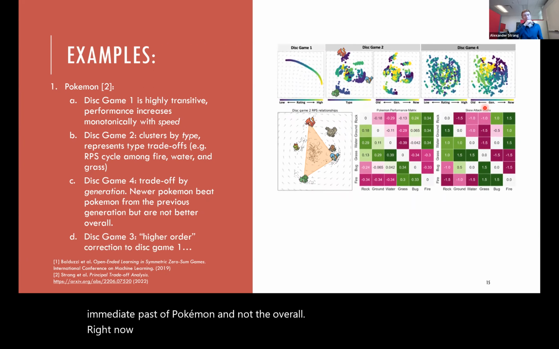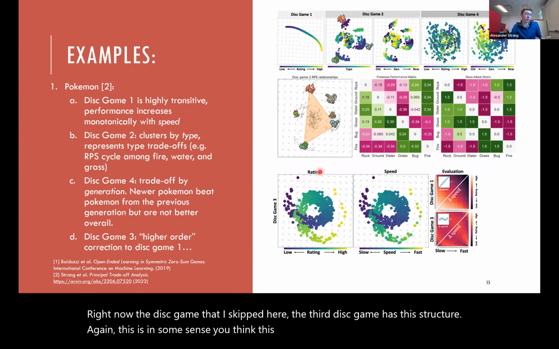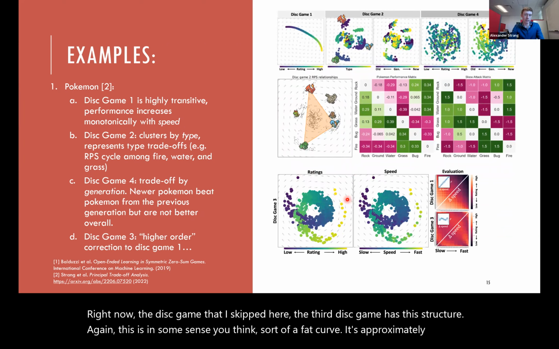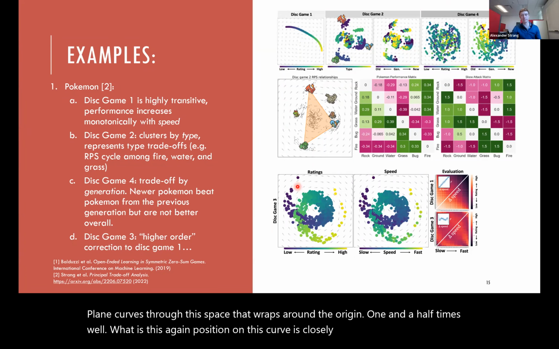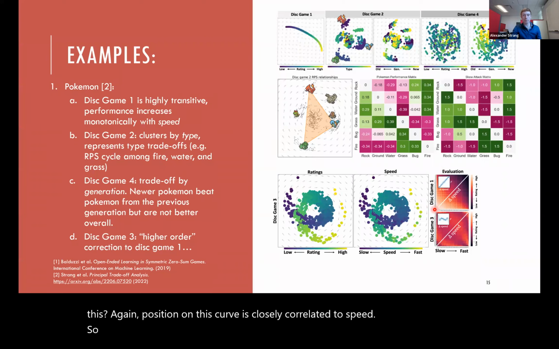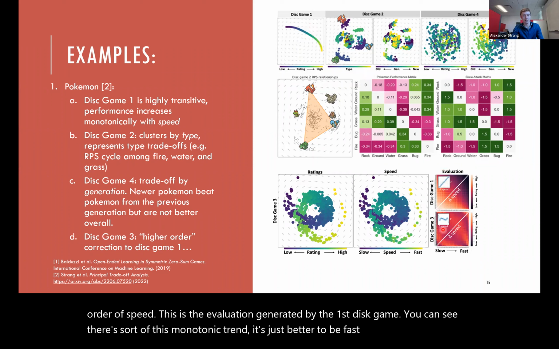Now, the disk game that I skipped here, the third disk game, has this structure. Again, you can think of this as a fat curve. It's approximately some plane curve through this space that wraps around the origin 1.5 times. Well, what is this? Again, position on this curve is closely correlated to speed. So if I plot an evaluation matrix that is a list of the agents, and here they're listed in order of speed, this is the evaluation generated by the first disk game. You can see that there's this monotonic trend. It's just better to be faster.